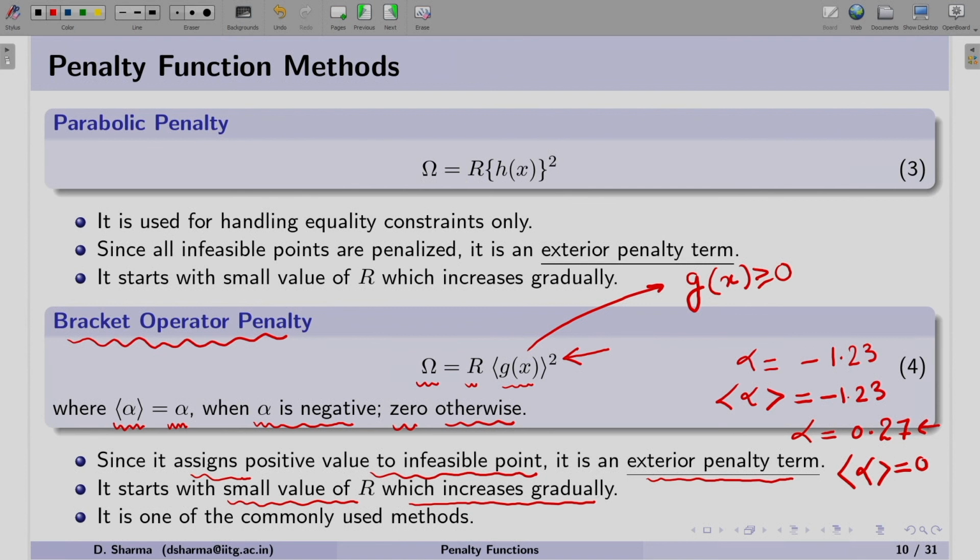And the important point about this method is it is one of the commonly used methods for handling inequality constraint. So with the help of these two types of exterior penalty methods, we will see the different kinds of penalty function methods that are being used with EC techniques. So let us move forward with the representation of penalty function.